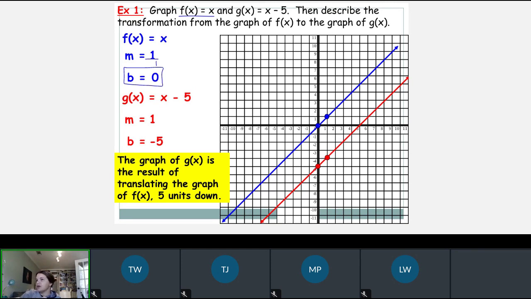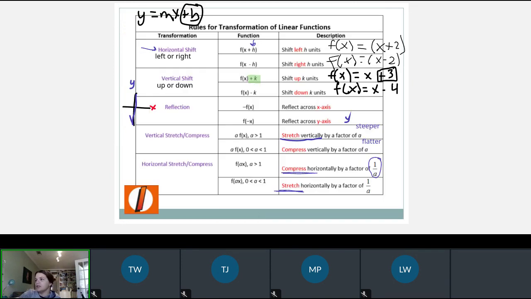It asks us to describe the transformation from the graph of f of x to g of x. Well, let's look at what g of x is. It says g of x is x minus 5. Okay, so what's happening? I'm subtracting 5. I'm asking myself, is it inside or outside parentheses? Outside the parentheses. Okay, there's no parentheses here. So if I go back to my rules, it is outside the parentheses. So I'm looking at a vertical shift down because I'm subtracting.